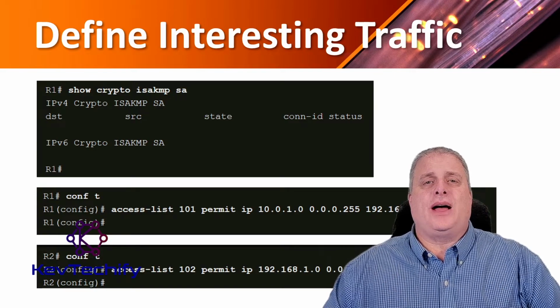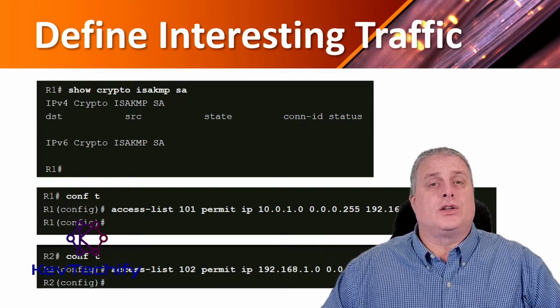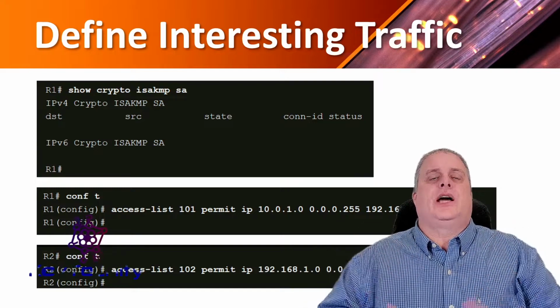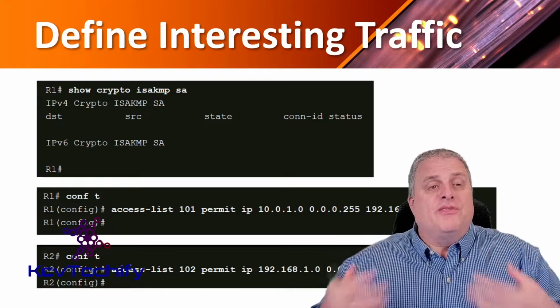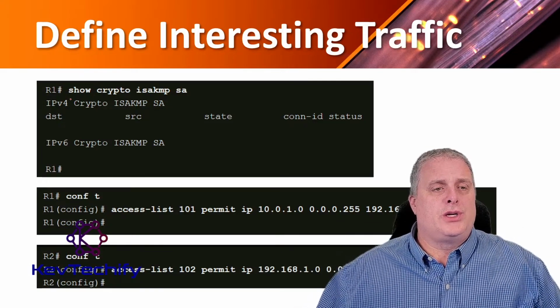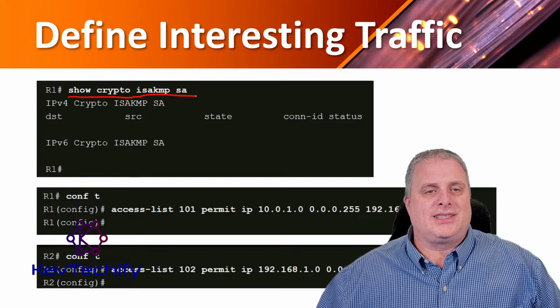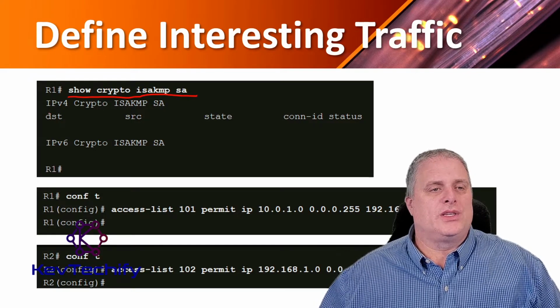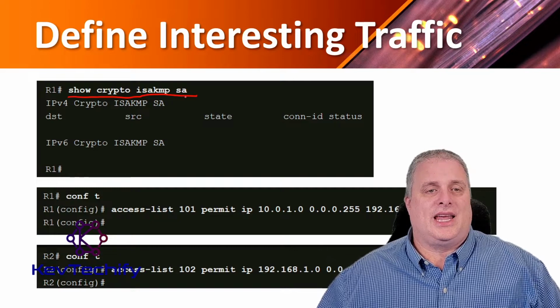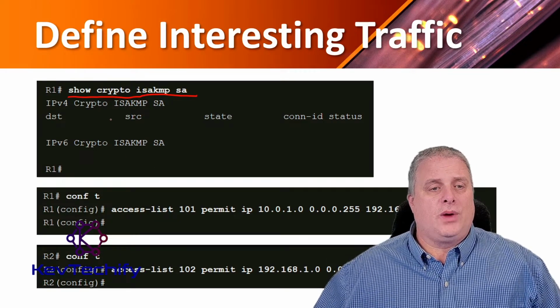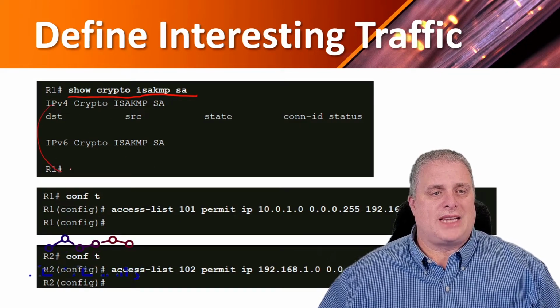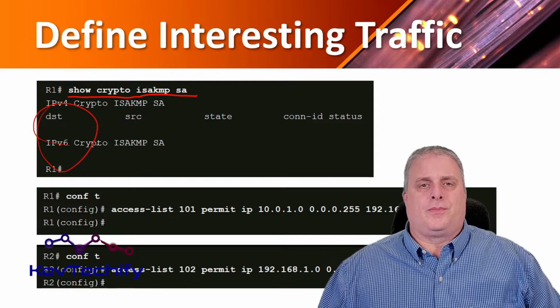Although the ISAKMP policy for the IKE Phase 1 tunnel is configured, the tunnel does not exist yet. We can verify this by using the show crypto isakmp sa command. So the command here once again is show crypto isakmp sa. Here we have no tunnels. It doesn't show us any tunnels set up.